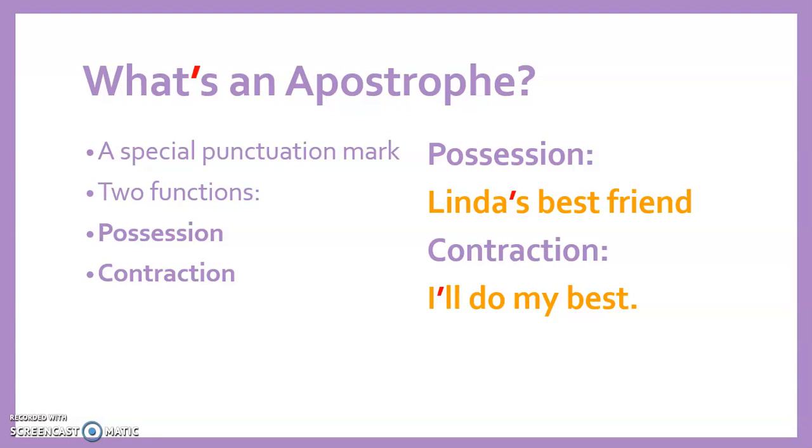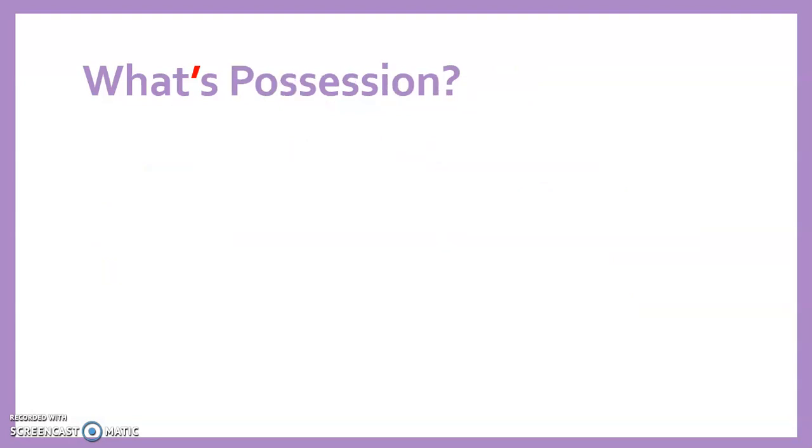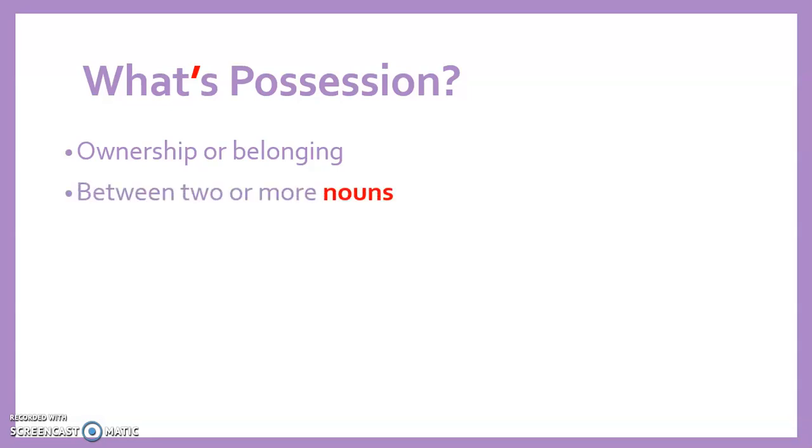So let's dive a little deeper into possession and contraction and how apostrophes are used to show these things. We will start out with possession. What's possession? Possession is ownership or belonging. And it's usually a relationship that's expressed between two or more nouns. So persons, places, things, or ideas. And we show this relationship by adding an apostrophe S to the end of the possessor noun. So the noun that possesses the other noun. That can sound a little confusing.